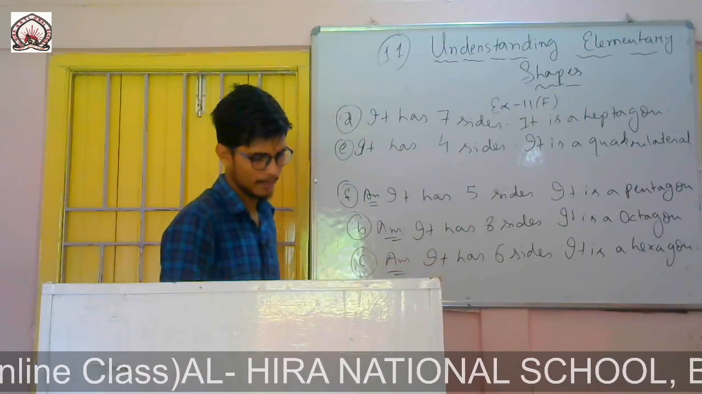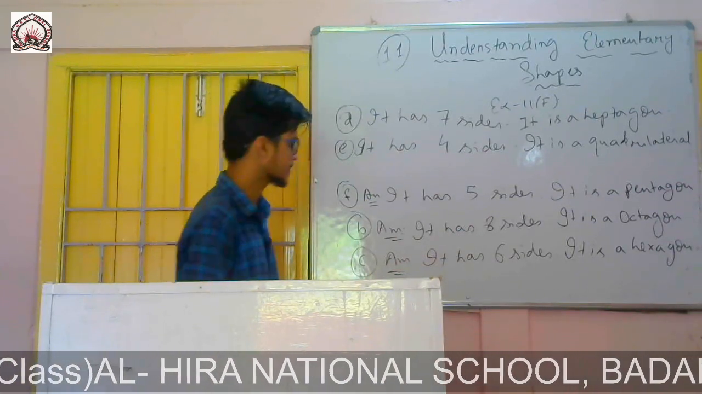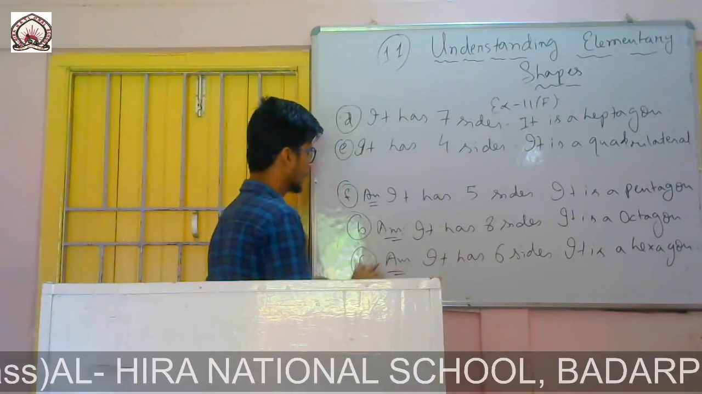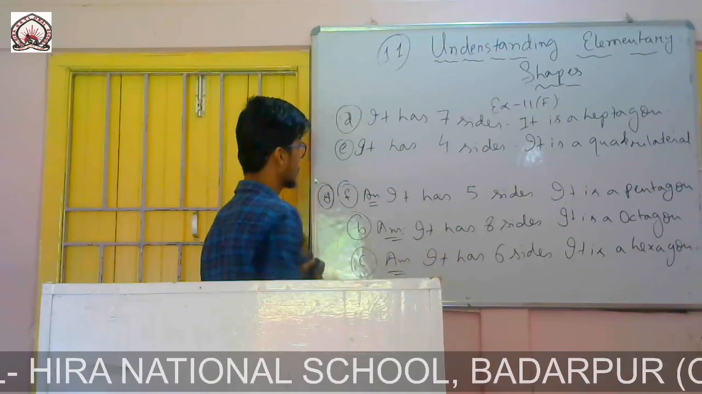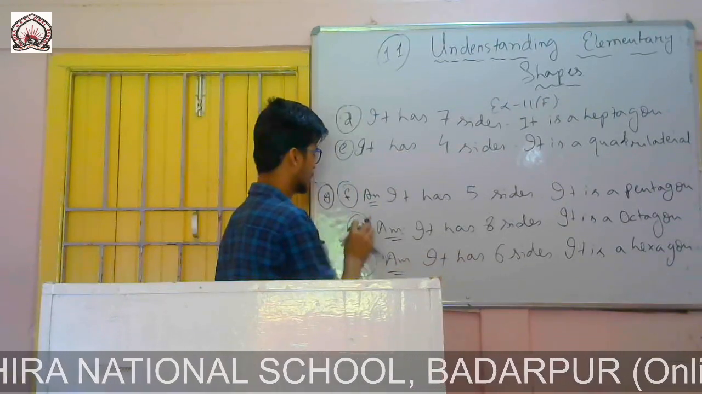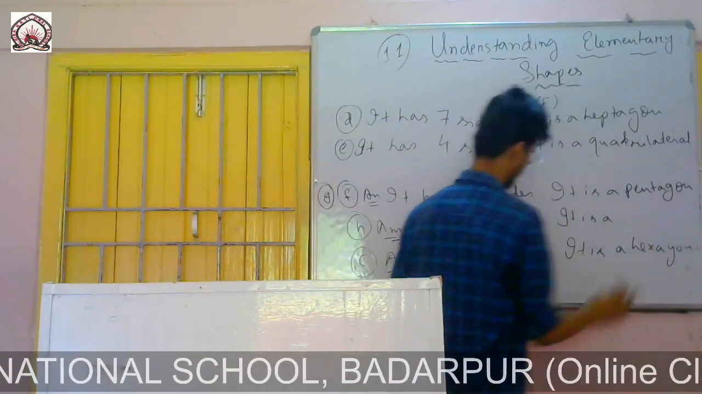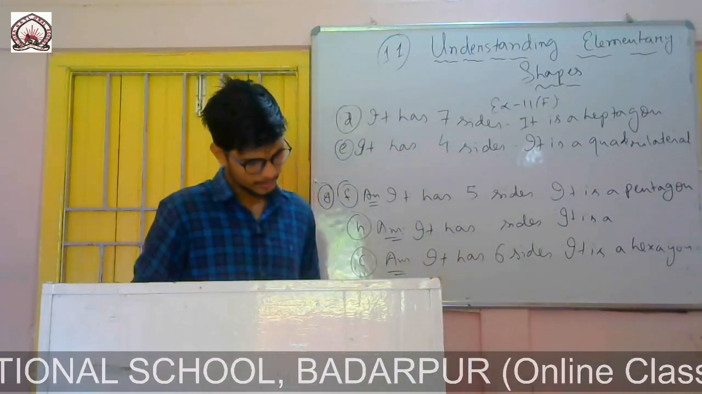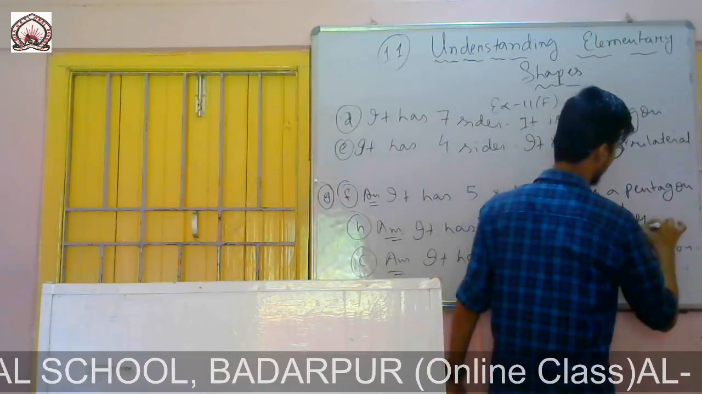Now question number H, you see 1 2 3 4 5 6 7 sides. So it has 7 sides, and we will say it is a heptagon.